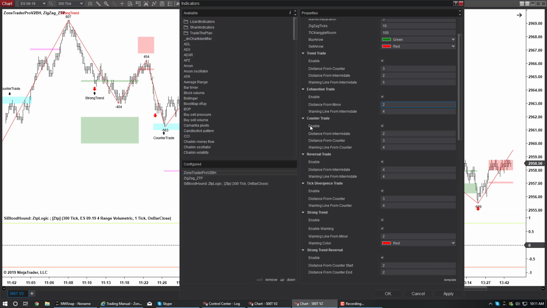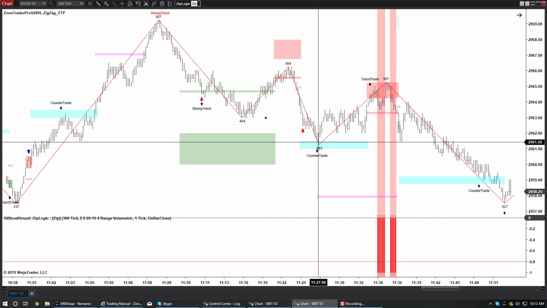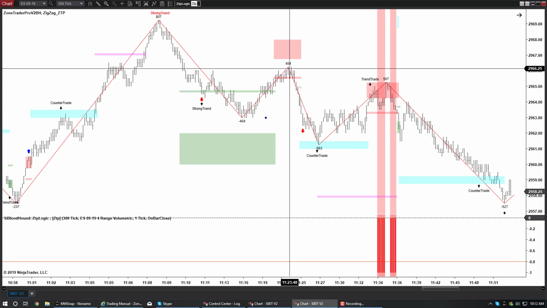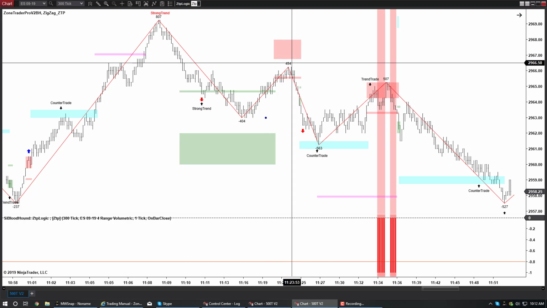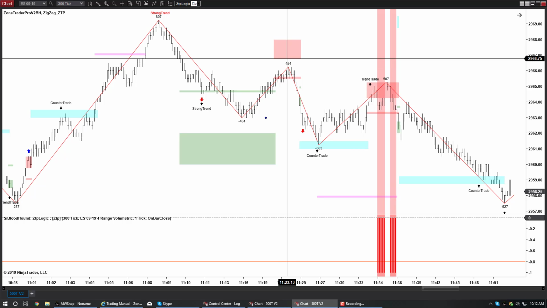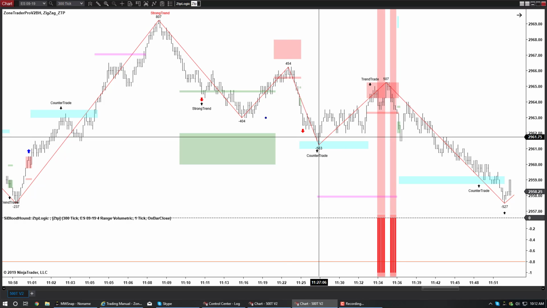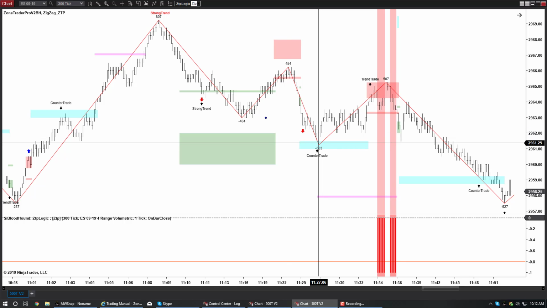So for the counter trend trade, again, we have the enable and disable. We have distance from intermediate and distance from counter. In the counter trend trade, the distance from intermediate refers to this back here. We had to come within 2 ticks of that value, which we did, in order to have a valid counter trend trade right there.